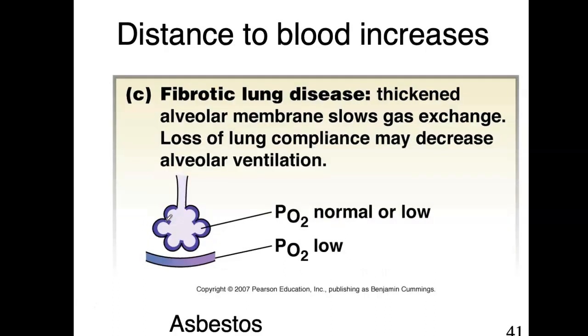Fibrotic lung disease is when that alveolar membrane becomes thickened, and we talked about this. I gave an example in coal miners, or if you worked with asbestos, you would also be irritating that. And so what would happen is that those alveoli, even though they're intact, would have this big thick layer here, and that makes it much harder for oxygen to come through across that fibrotic membrane.